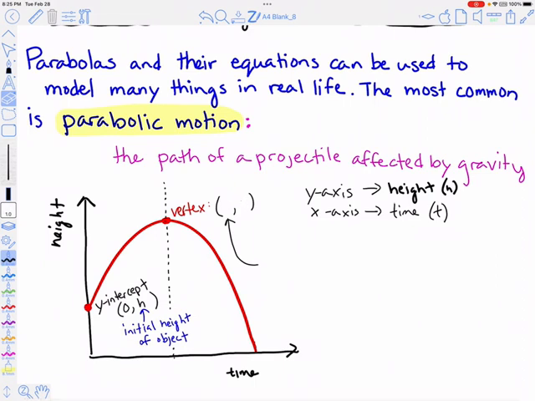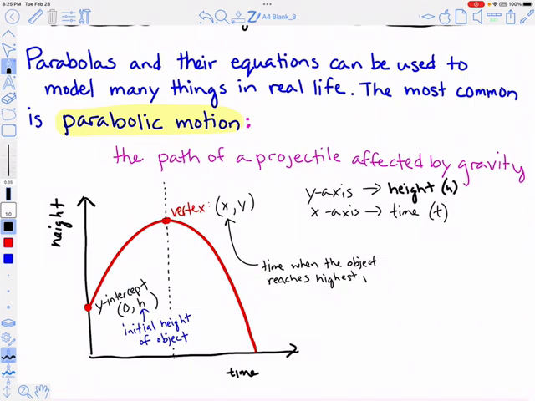Actually, I'm going to just leave that as x and y so we don't get confused between coordinates. So if this is an x comma y coordinate, but we know that x represents time, what would that x coordinate of the vertex represent in real life? It would represent the time that it takes to get to that highest point. So it would represent the time when the object reaches its highest point, or the time that it takes before it starts to fall back down.